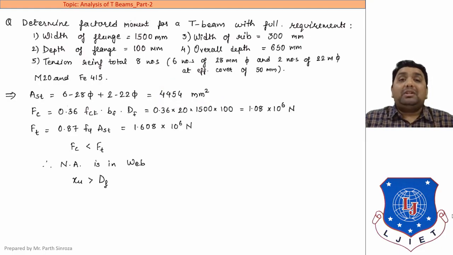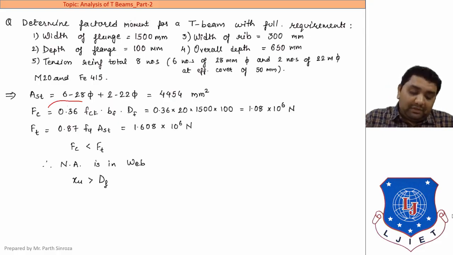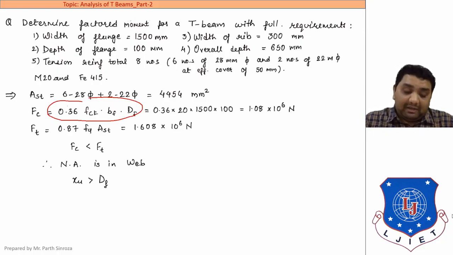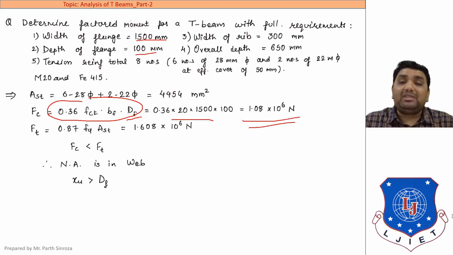And as it is not mentioned in the question which section is given, whether it is a balanced section or not, the first step will be to calculate the values of FC and FT. FC, being the compressive force, will always be equal to 0.36 FCK BF DF. So first we find FC. FCK is given as M20, BF is 1500 mm, and DF is 100. Solving this, we get 1.08 into 10 raised to 6 Newton.